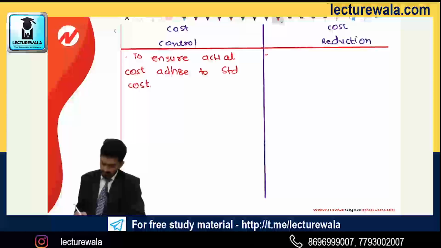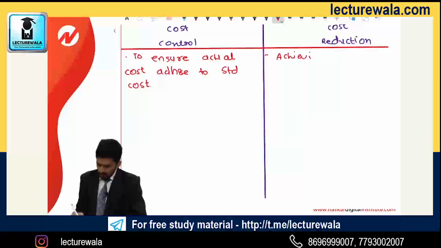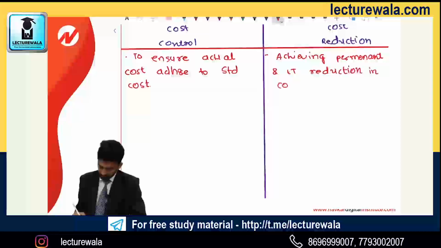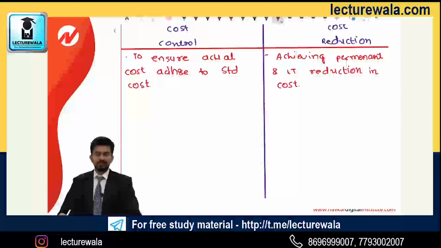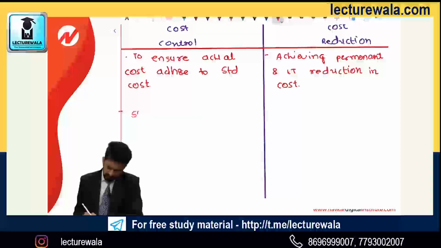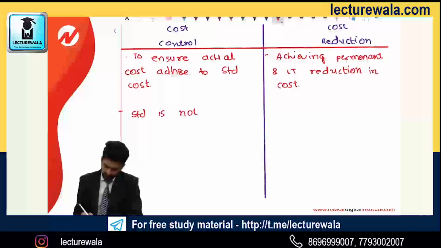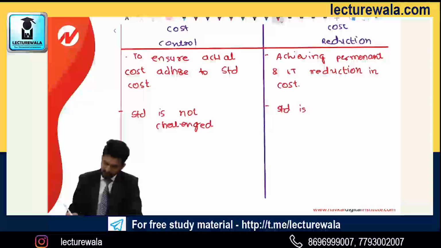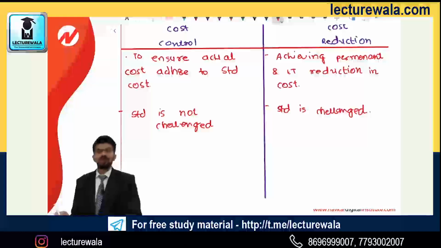Then if we talk about cost reduction, it's all about achieving permanent and long-term reduction in cost. I'll explain this point once I come to the next one, right? In cost control, we say that standard is not challenged, and in cost reduction we say that standard is challenged.